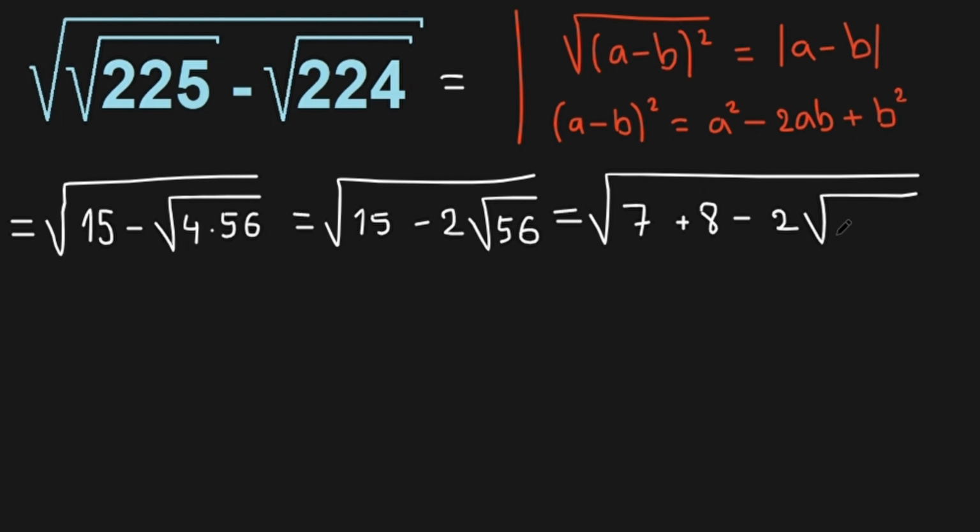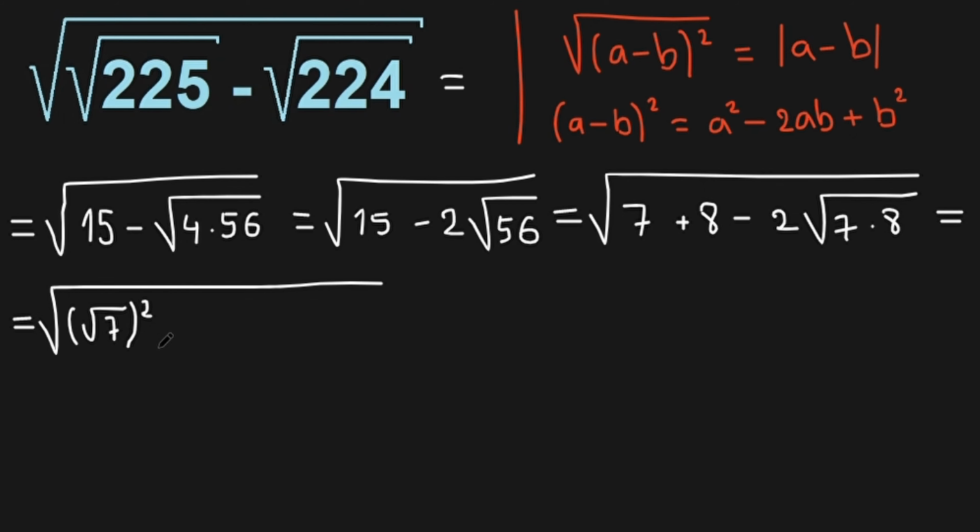It can be written as 7 times 8, so we have square root of 7, all this to the power of 2, minus 2 times square root of 7 times square root of 8, plus 8, which is square root of 8, all this to the power of 2.